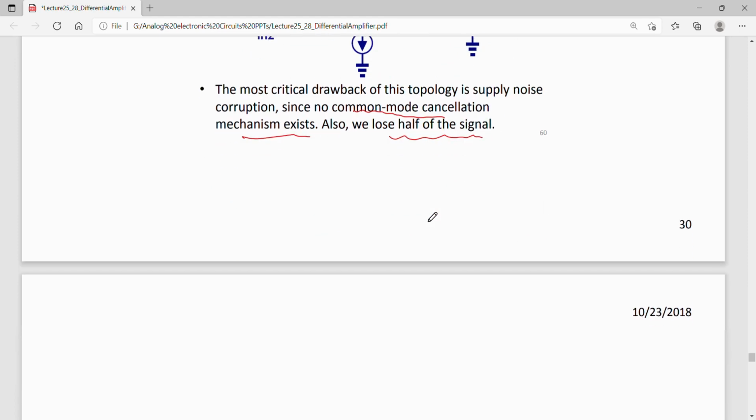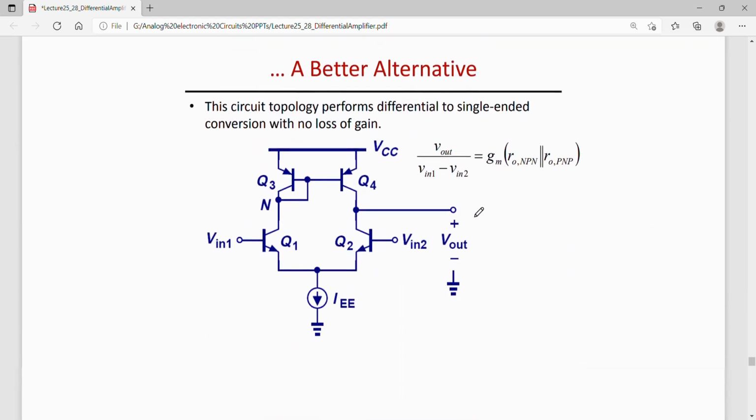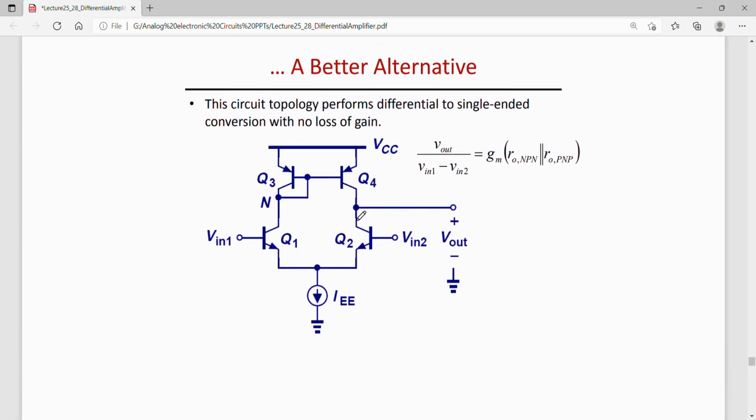In fact, there is a better alternative way to take a single-ended output from the differential pair. That is by considering a current mirror as a load to this differential pair. So Q1 and Q2 transistors represent a differential pair. Now the load to this differential pair is a PNP current mirror. So this is my PNP type current mirror using only PNP type BJTs.